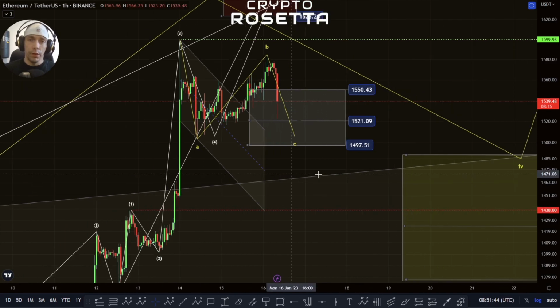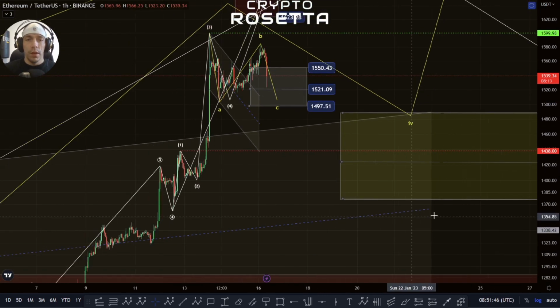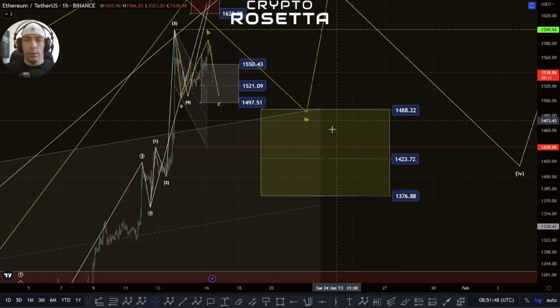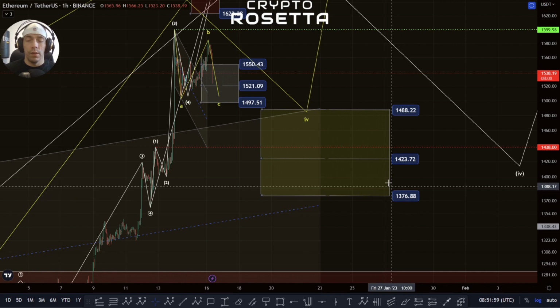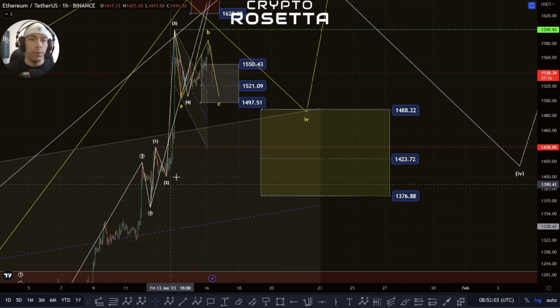If we lose this zone, then what I would be looking for is potentially coming back deeper and looking for this support zone within here, where the higher end would be this 1488, and the lower range of this would be towards this 1376 area. This 382, which is this 1423, also sits within this range of this previous wave 2 here.